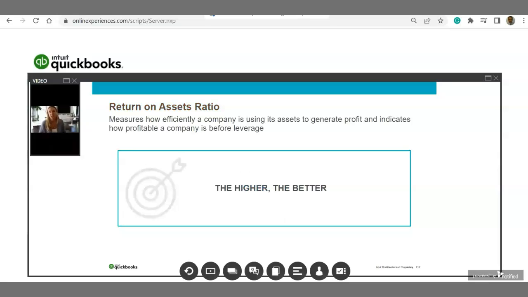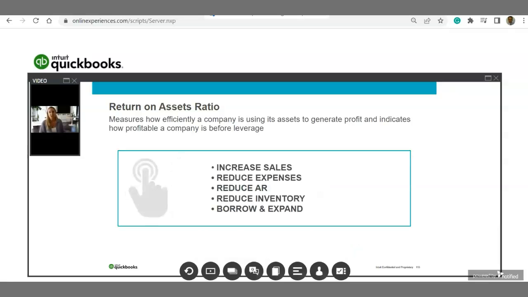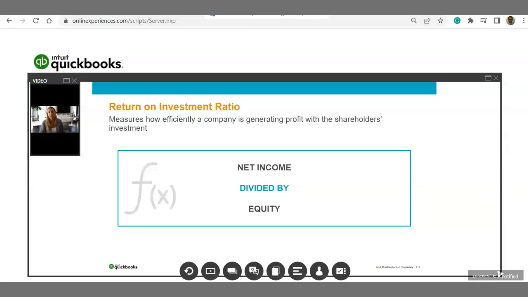The higher the ratio, the better. If the ratio is 3%, that means there's 3 cents of profit for every dollar in assets. So the ratio tells you whether the leadership is productive in using its resources. So to improve this ratio, you can look at increasing sales, reducing expenses, reducing AR, reducing inventory, selling unnecessary assets. All of these we're starting to see come up again in different ways. So these are all common themes and discussions you can have with your client.